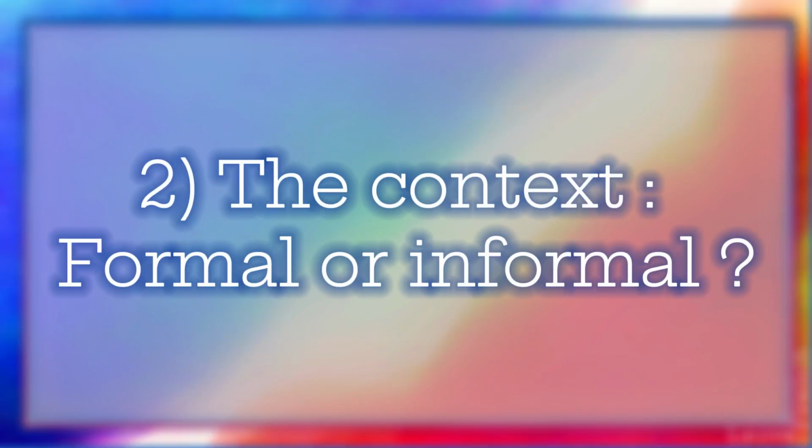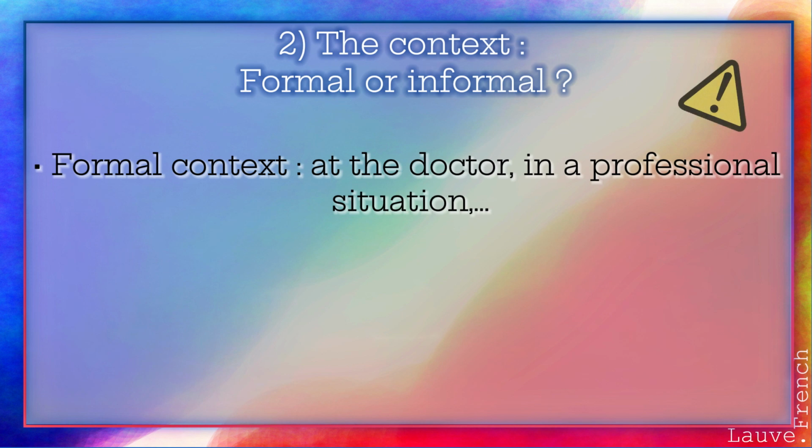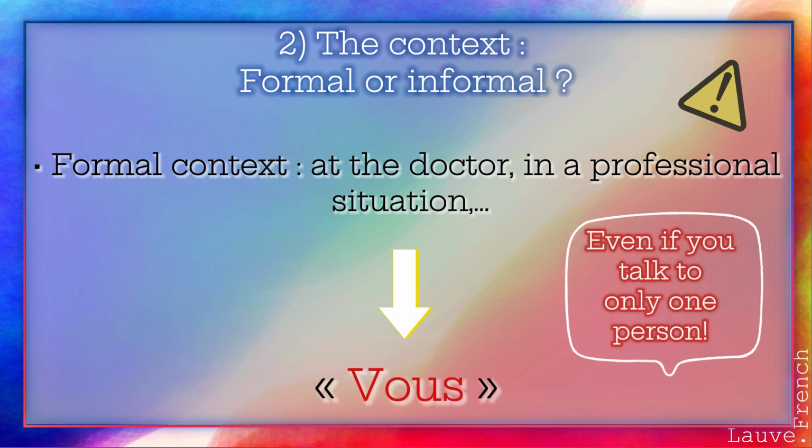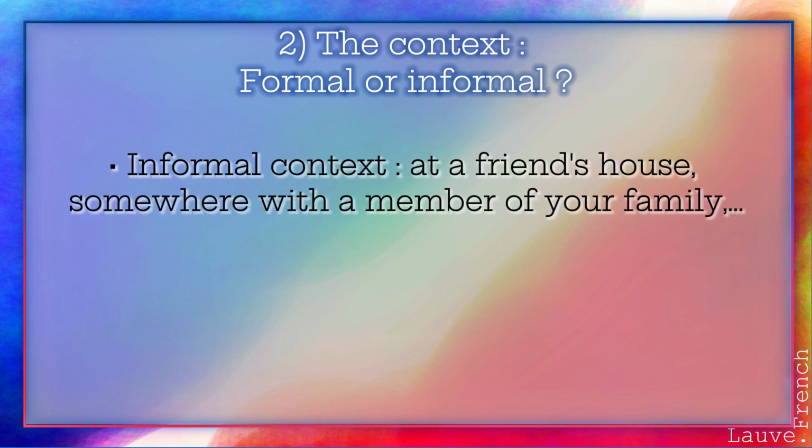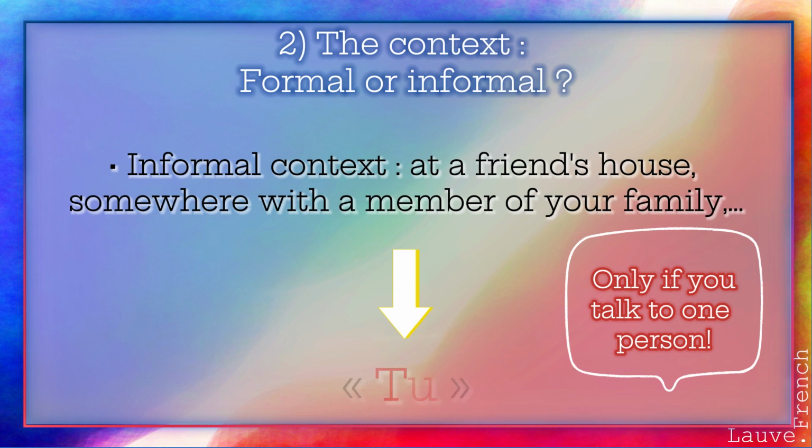So now let's talk about the second point, the context. If you are in a formal context, for example at the doctor or in a professional situation, you will have to use vous even if you talk to one person. On the contrary, if it's an informal context, so for example at your friend's house or somewhere with family, and if you talk to one person, it will be tu.